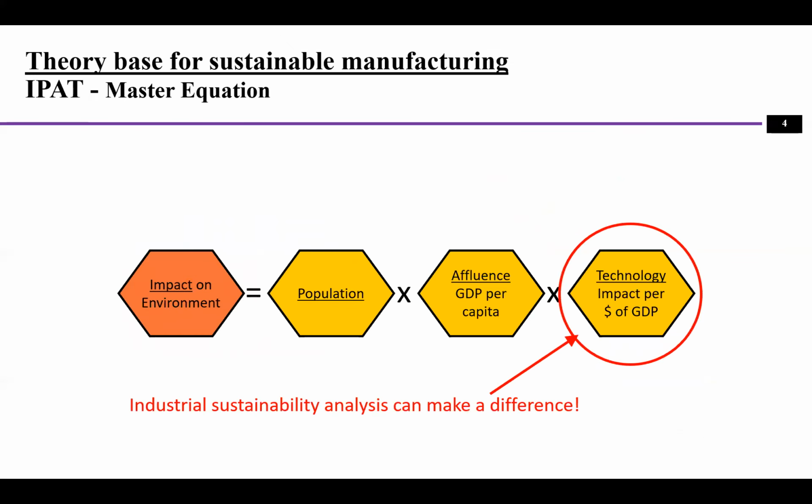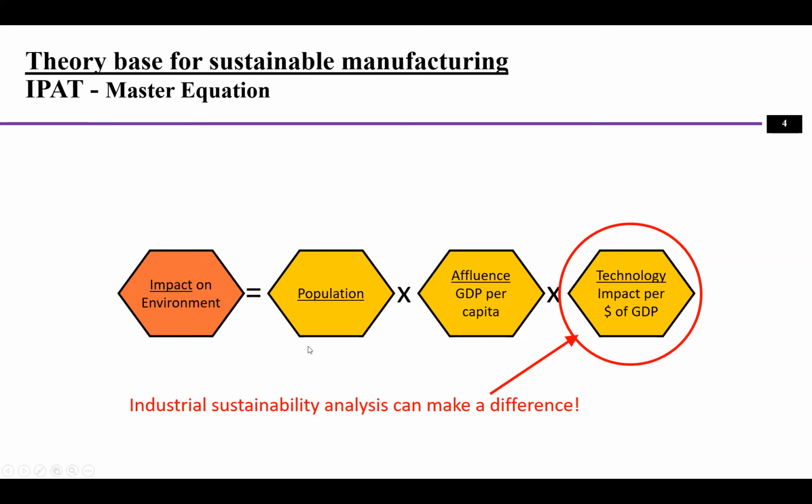And how? This is the IPAT equation, or the master equation, to calculate the total impact on the environment of human activities. This equation is defined as population times affluence, which is GDP per capita, times technology, which is the impact per dollar of GDP. In this equation, there are three variables: population, affluence, and technology.